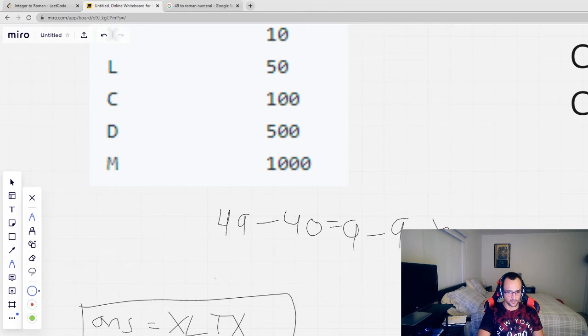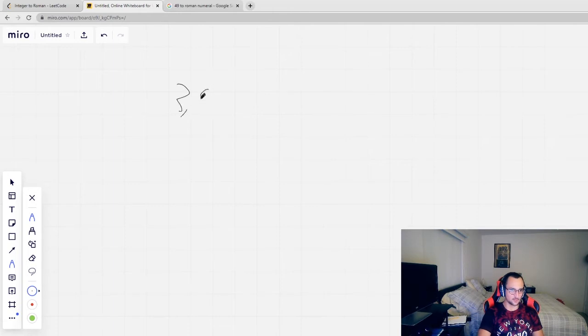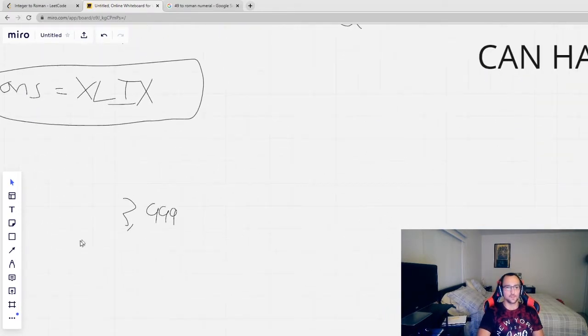So let's try another example. Let's try the number 3,999. This number is the largest number that can be represented by Roman numerals. So what's the largest Roman numeral digit that we can subtract from this number? That would be M, because M is equal to 1,000.